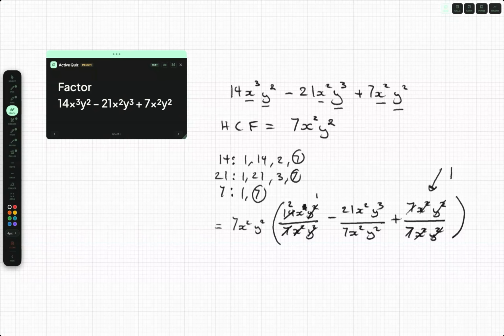Then for our middle term, we have y to the power of 3 divided by y to the power of 2, which will just get rid of everything and leave y to the power of 1. X to the power of 2 divided by x to the power of 2 both divide and become 1. 21 divided by 7 is just going to be 3. So we end up with 7x squared y squared, 2x minus 3y plus 1.